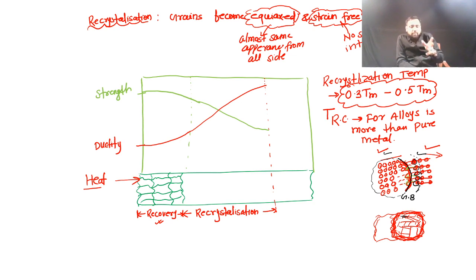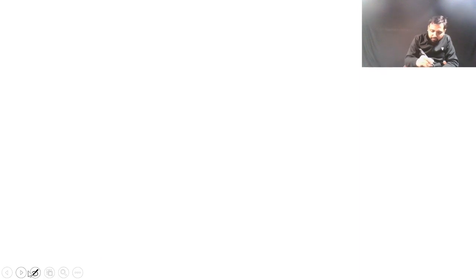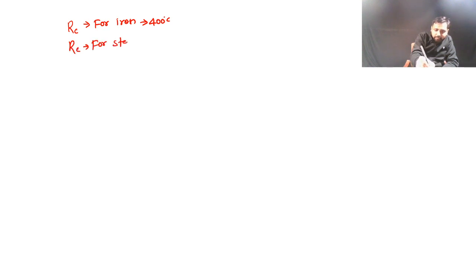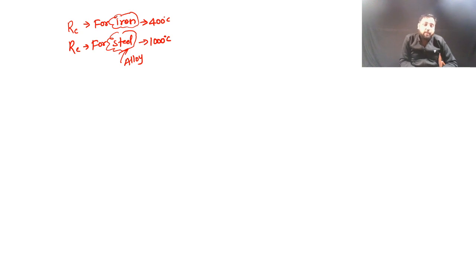For example, the recrystallization temperature of iron, that is pure iron, is about 400 degrees centigrade, while the recrystallization temperature for steel is about 1000 degrees centigrade. You see, steel is the alloy of iron, that is pure metal. Now, why does it happen?